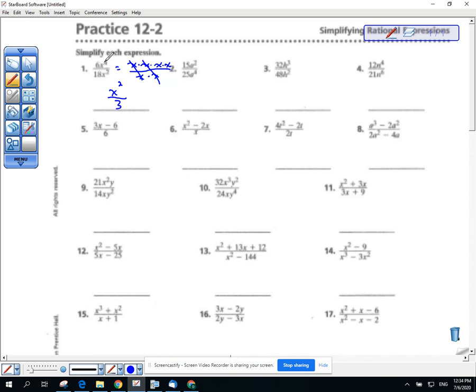6/18 is 1/3. X to the 4th over x squared is x squared. That's like saying 1 times x squared over 3 times nothing. 3 times x to the 0, which is 1. So x squared over 3.